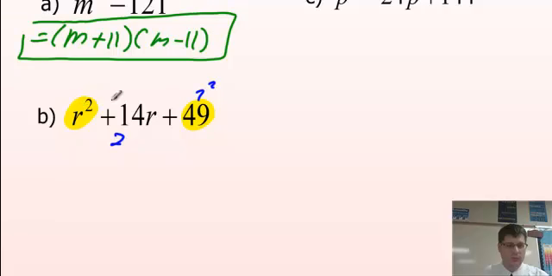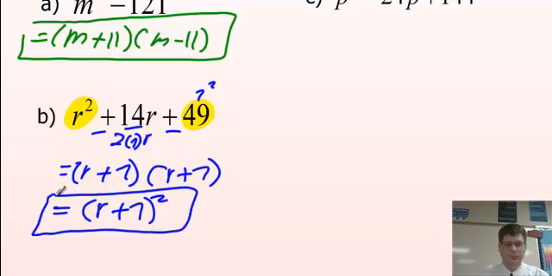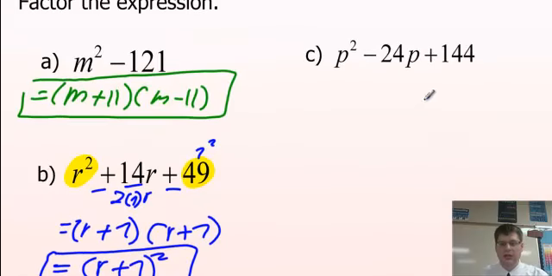And then is this one 2 times a times b? The square root of r squared is just r, and the square root of 49 is just 7. So 2 times 7 times r. Well, 2 times 7 is 14, and then r. So it checks out. And since this is a plus and a plus, I could write this as r plus 7 times r plus 7, or more simply r plus 7 squared. And I box that in, and I'm done.